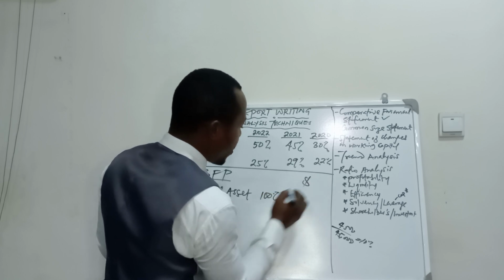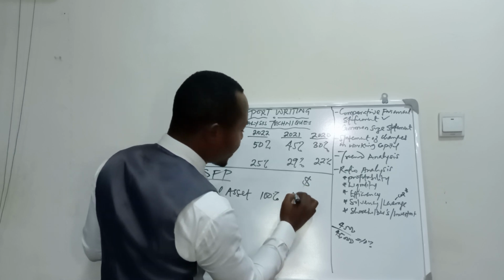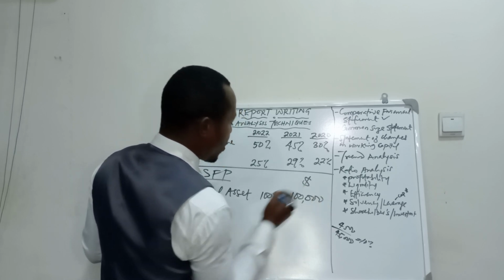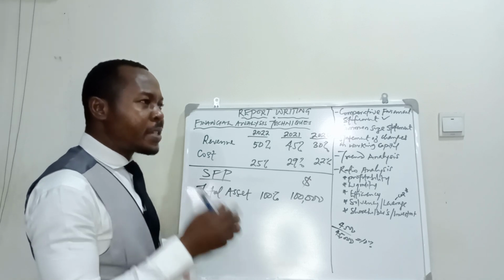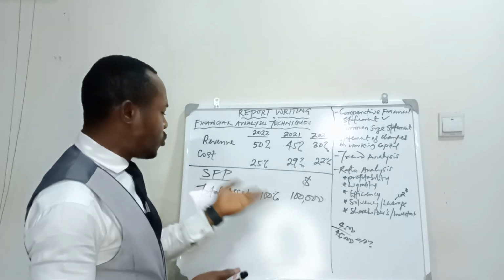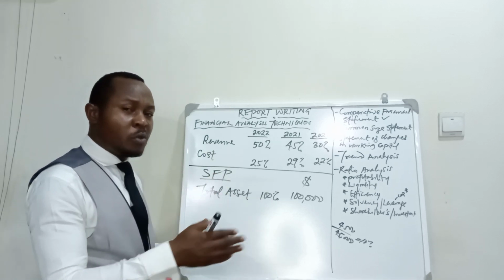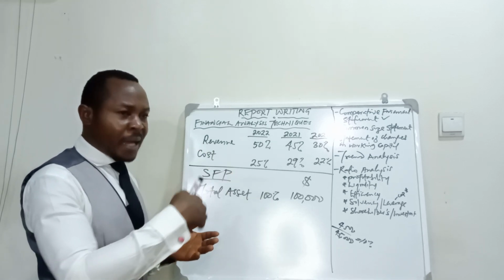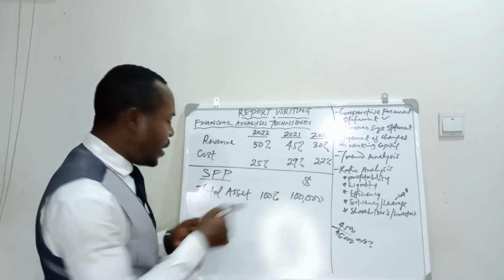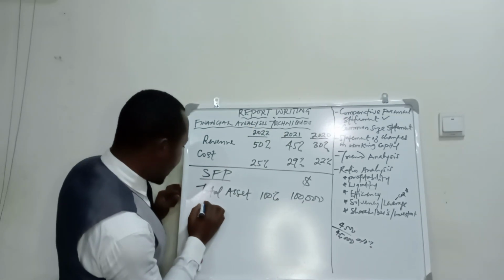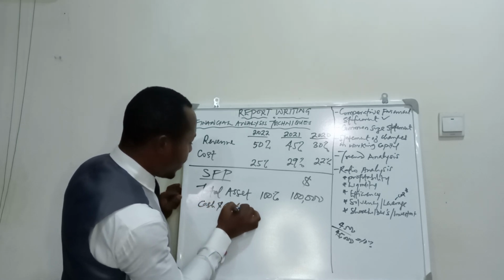Now, let's say total asset is $100,000. You want to prorate what is the percentage of each item. What items do we have here? We have the items under current asset: the inventory, the cash and cash equivalent, the prepayment, etc. Let's pick the cash and cash equivalent.